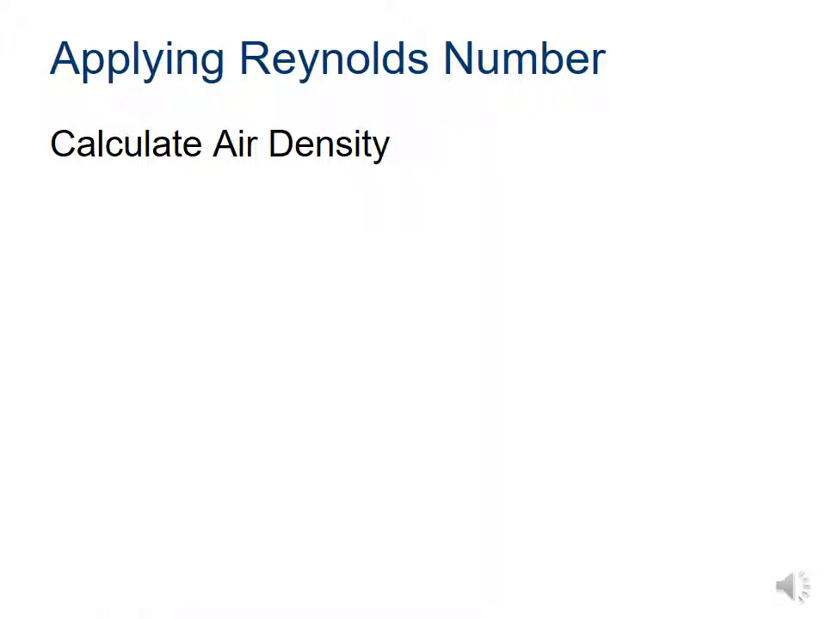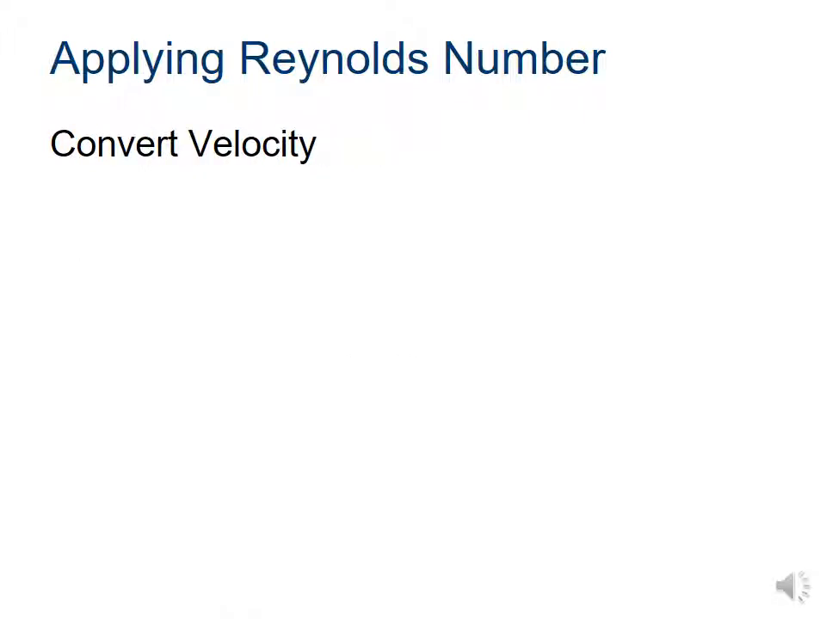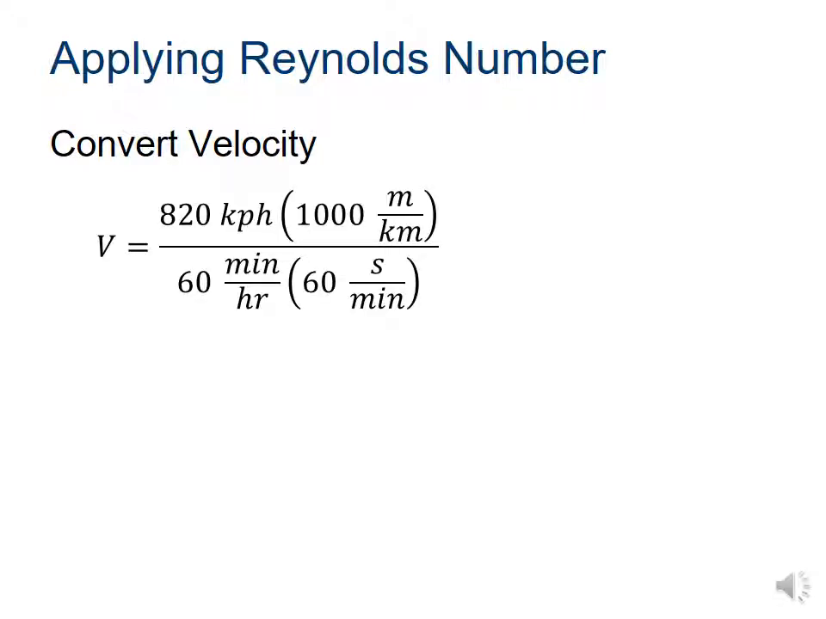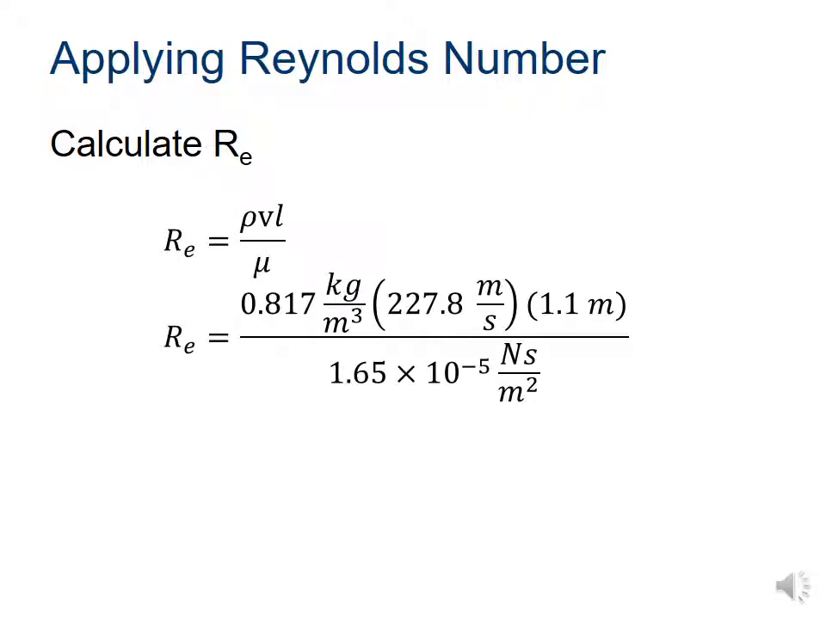Then we insert our temperature and pressure numbers into the density equation. We need to convert our velocity into appropriate units. Remember, our equation uses meters per second. Then we can calculate Reynolds number using the density and velocity found previously. We get a Reynolds number of about 12.4 million. How does that compare? A seagull has a Reynolds number of about 62,000 and a paper airplane is about 47,000.